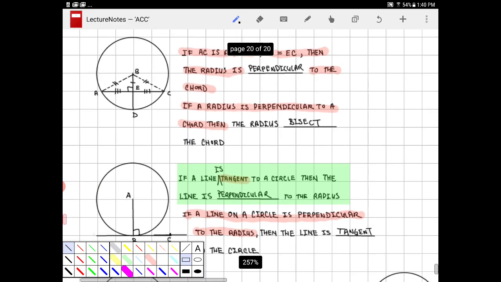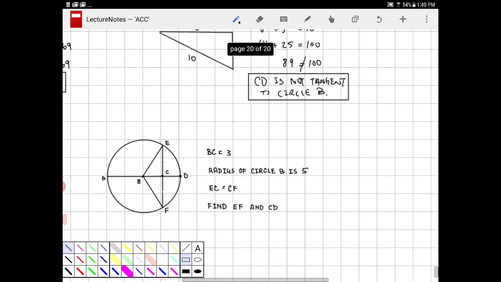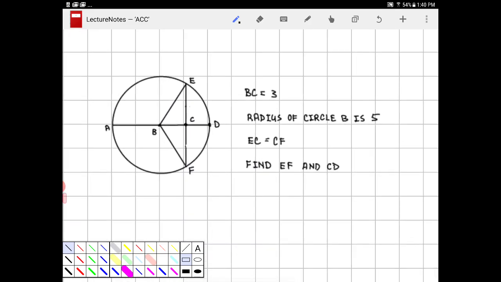So again, in this problem, EC is equal to CF. So pause the video now and see if you can try this out. EC is equal to CF. So if EC is equal to CF, I know that that must be true. I also know that BC here is equal to 3. And I also recognize that I need to find out what EF and CD are equal to. Oh, there's also one other piece of information. The radius of circle B is 5. So therefore, AB must equal 5.